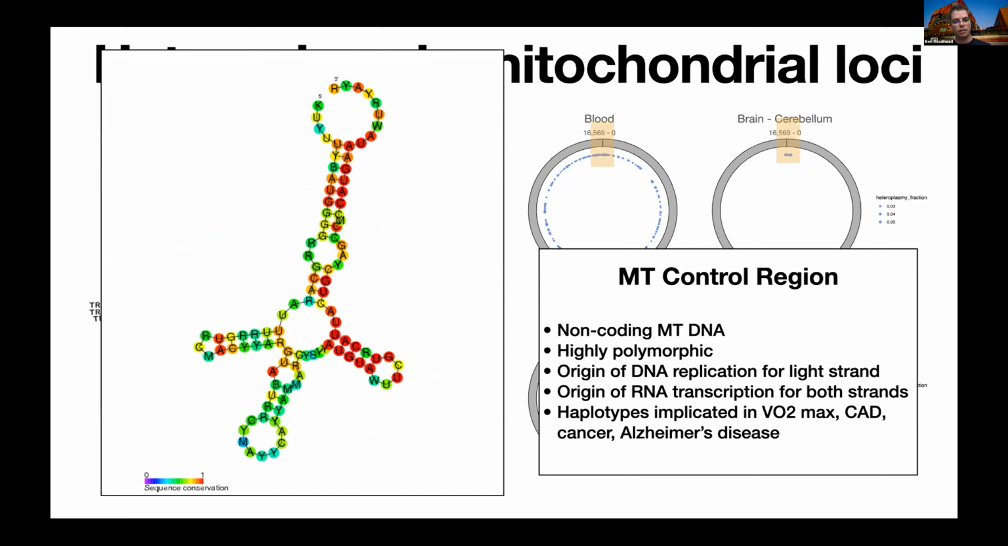It's highly polymorphic, hypervariable. It's the origin of DNA replication for the light strand, and it's the origin of RNA transcription for both strands. Different haplotypes within this control region are associated with all sorts of interesting phenotypes like athletic ability and cancer, and also Alzheimer's disease.